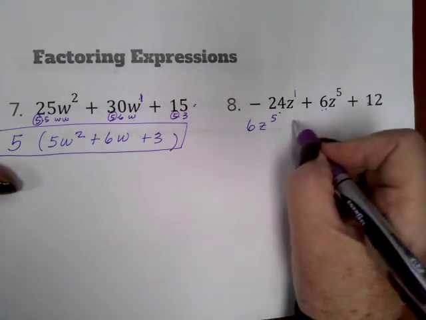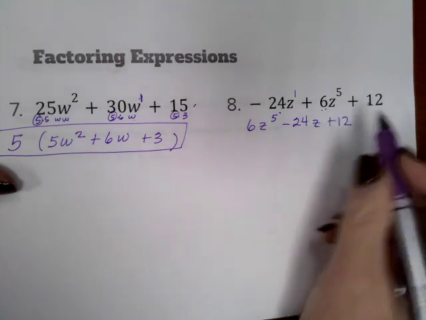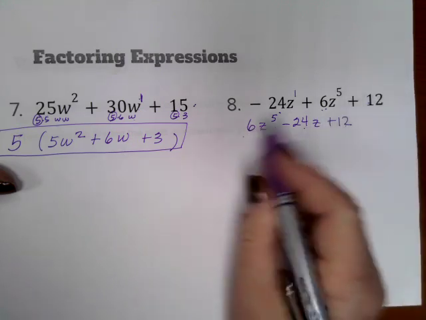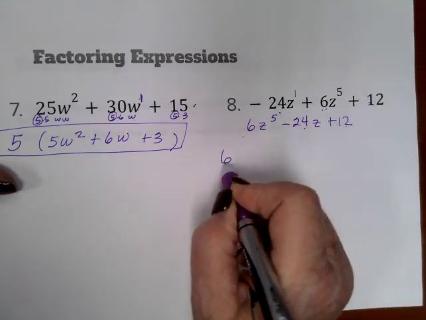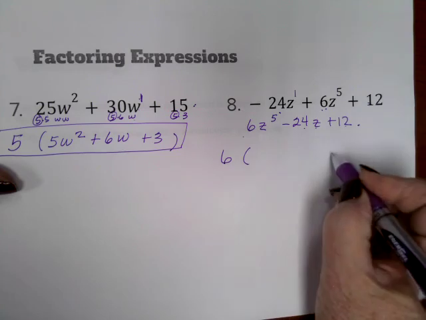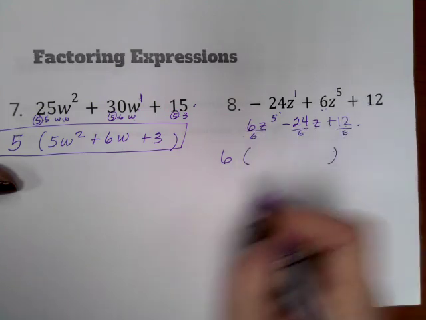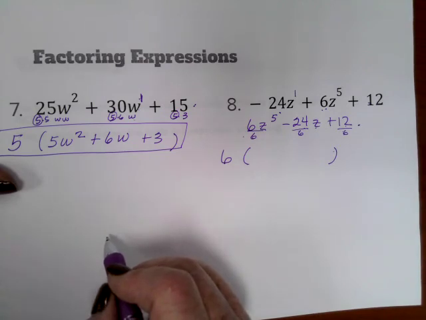6z to the 5th minus 24z plus 12. 6 divides into 24 and 12, so 6 must be the greatest common factor. These have z's, but this last term does not have z's, so we can't factor that. So really, you're dividing everything through by 6. That's another way to look at it.